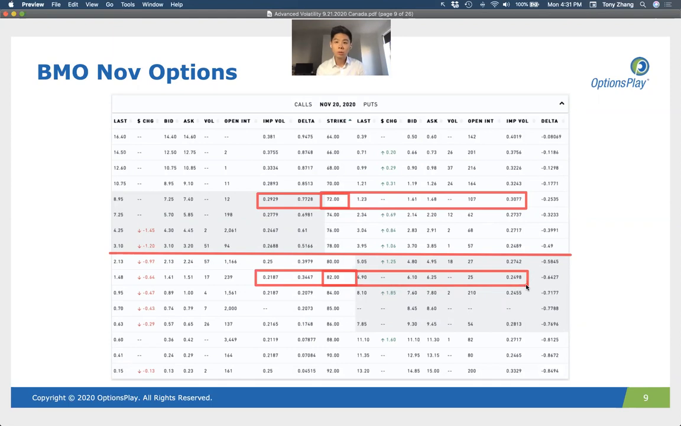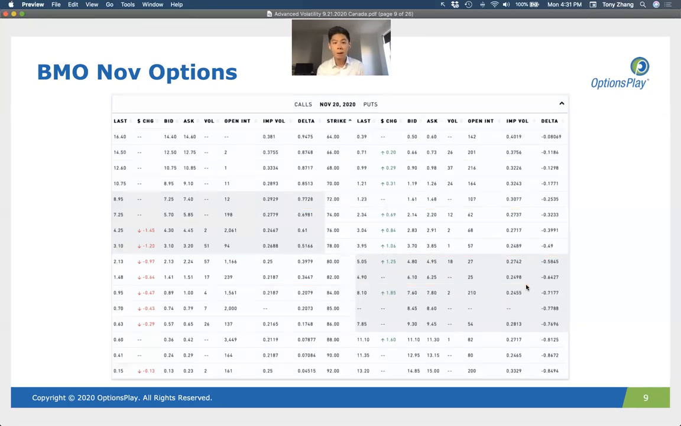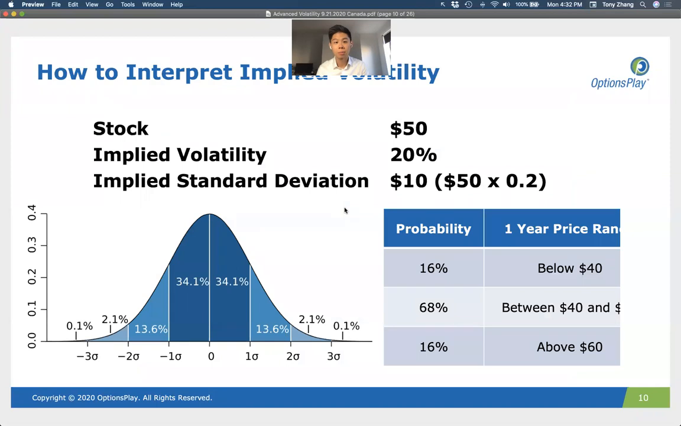So the first thing we want to do is actually back up and ask ourselves, when we say that the $72 strike price has an implied volatility of 29.29%, what does that actually mean? What does that mean, 29% implied vol? So let's take a step back to what we learned a few weeks ago, which is how do you interpret implied volatility? So for this, we're going to use a simple example to give you a better understanding.